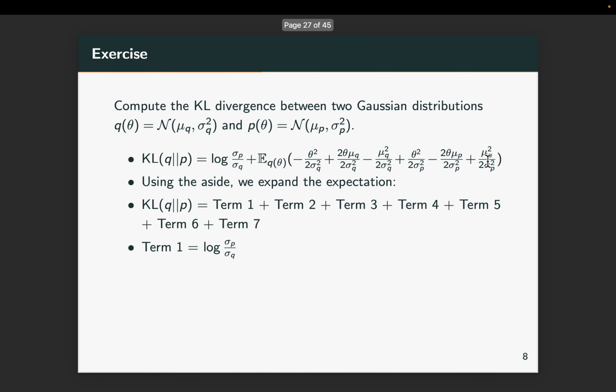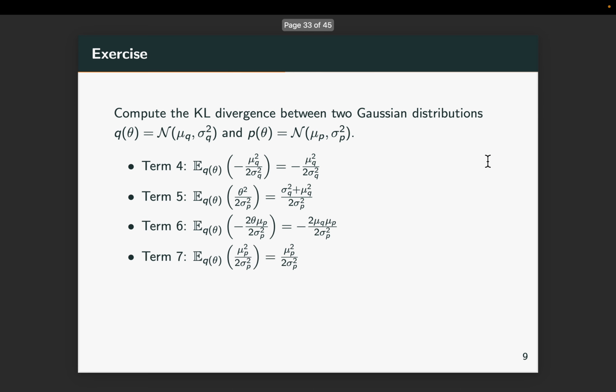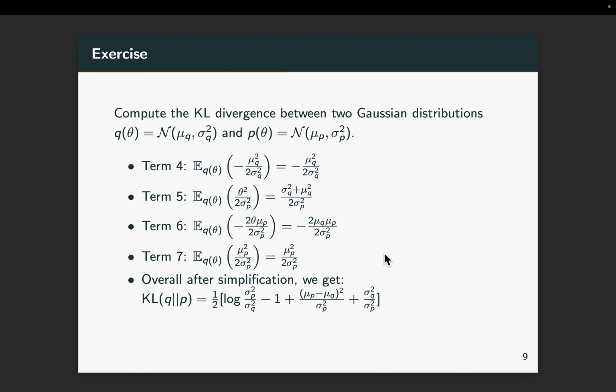So once you do a bit of simplification of each of these terms, you will get something like this: half logarithm of sigma p square over sigma q square minus half plus mu p minus mu q whole square over sigma p square plus sigma q square by sigma p square. All of the terms here in the denominator have sigma p square. So we can also write this as minus log sigma p square over sigma q square, so that it's easier to remember. Right? So it's a bit of calculation.